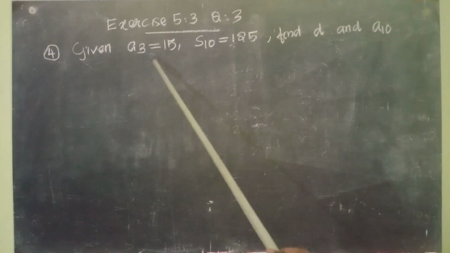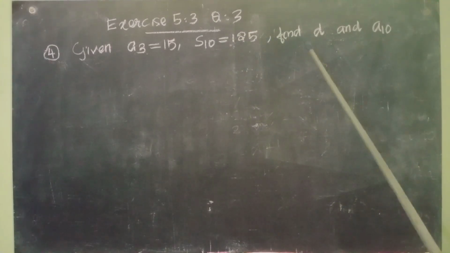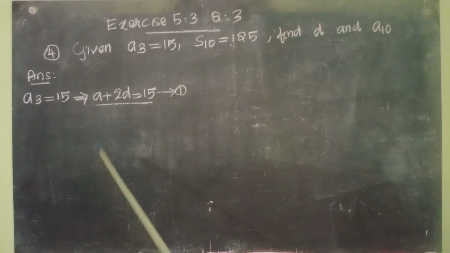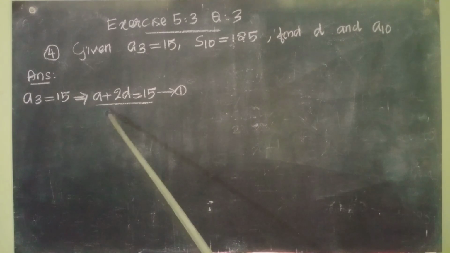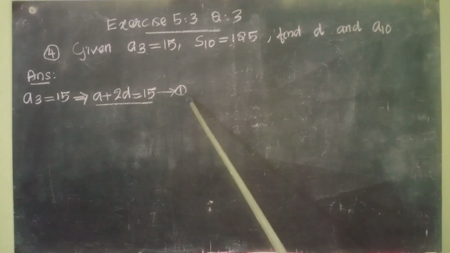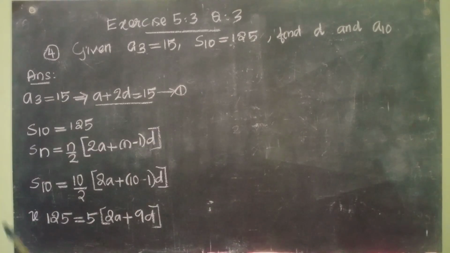Question number 4. Given a3 = 15, S10 = 125. Find d and a10. So the answer: given a3 = 15. We know a3 is a + 2d. So we can write a + 2d = 15. Keep it as equation number 1. Now we have S10 = 125. We have the formula Sn = n/2 × (2a + (n − 1)d). So S10 = 10/2 × (2a + (10 − 1)d). That is 125 = 5 × (2a + 9d).